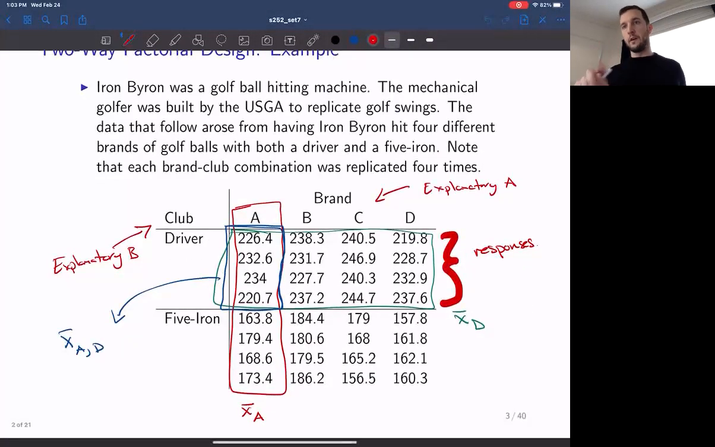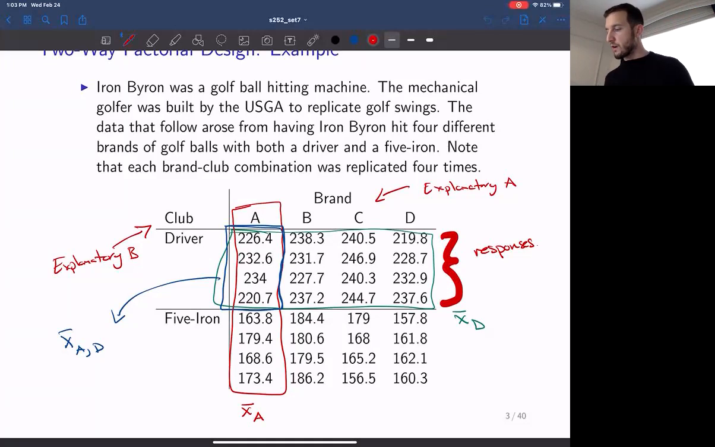we have one response variable, which is the distance the golf ball traveled. We have two explanatory variables, the golf ball brand, which we designate as A, B, C, or D, and the club type, which we designate as a driver or a 5-iron. We have 8 treatment combinations that basically just correspond to the mix of the level of one explanatory factor with the level of the other explanatory factor.